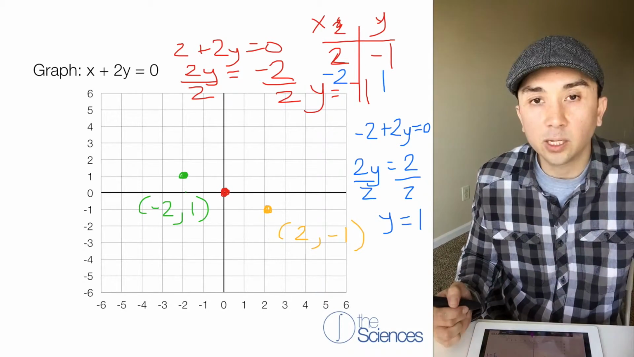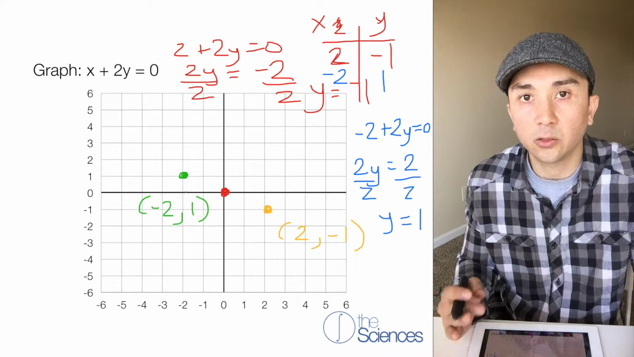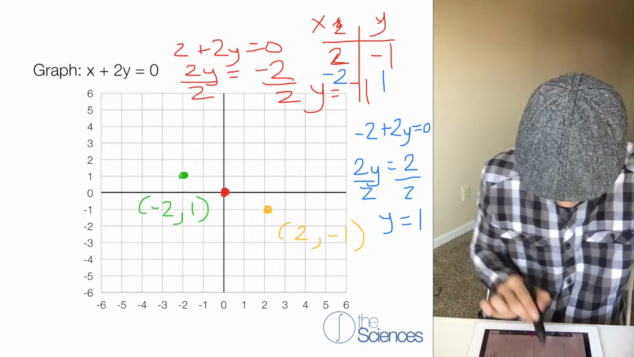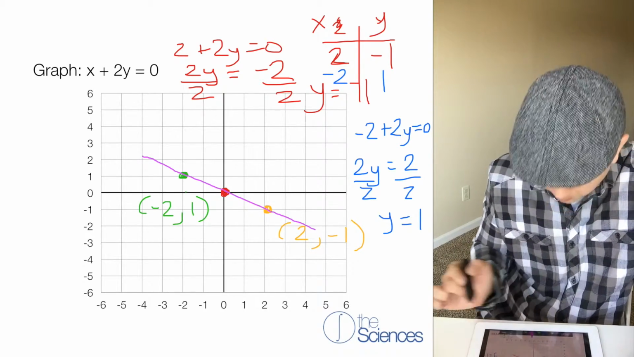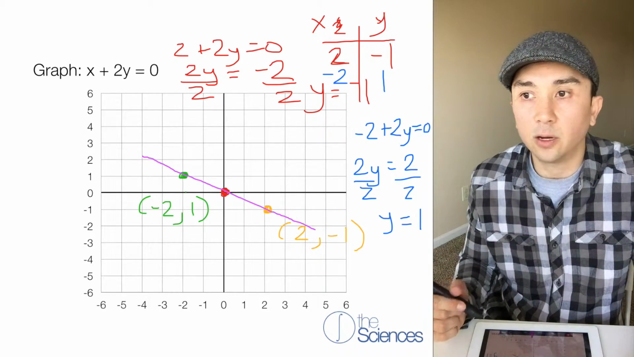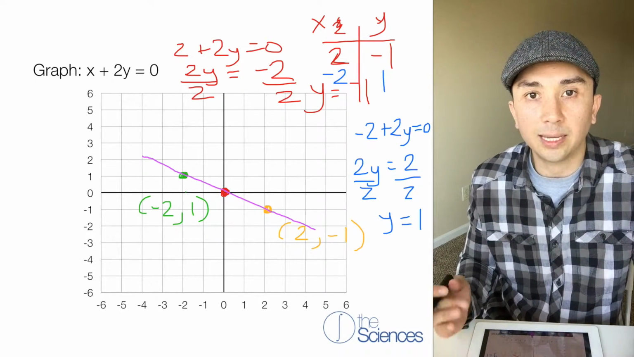So the last thing we're going to do is just draw a line through the 3 points. So that's the graph of x plus 2y equals 0.